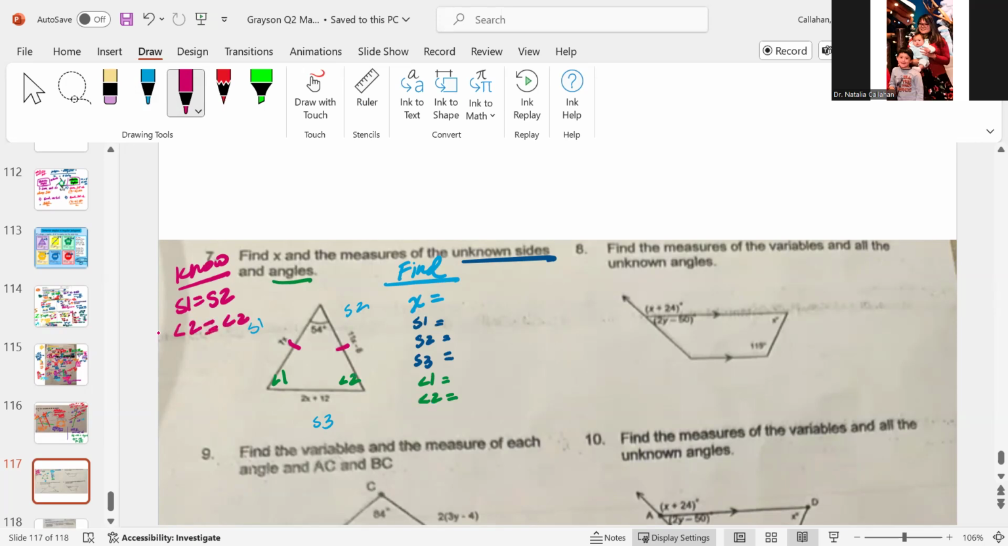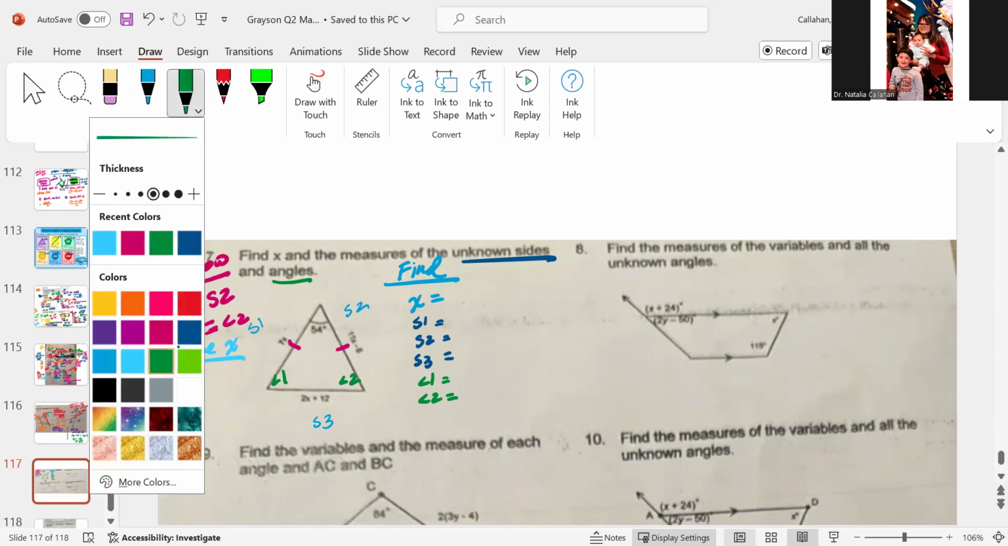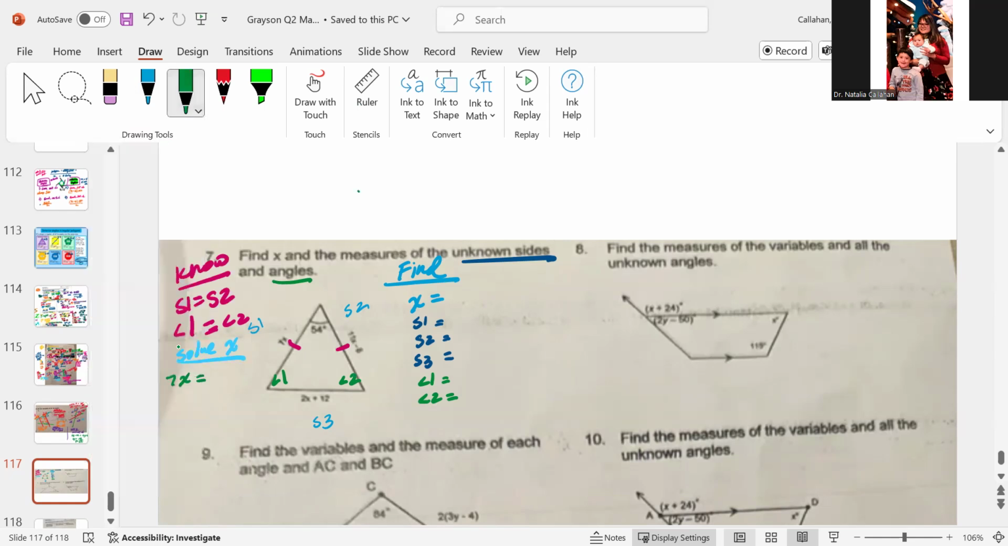So do I need to solve for the side first or the angle first? Which one gives you the x's? Angle doesn't give me anything. Side. So how am I going to set this up? Solve for x. Correct? Yeah. So what equals what? 2.